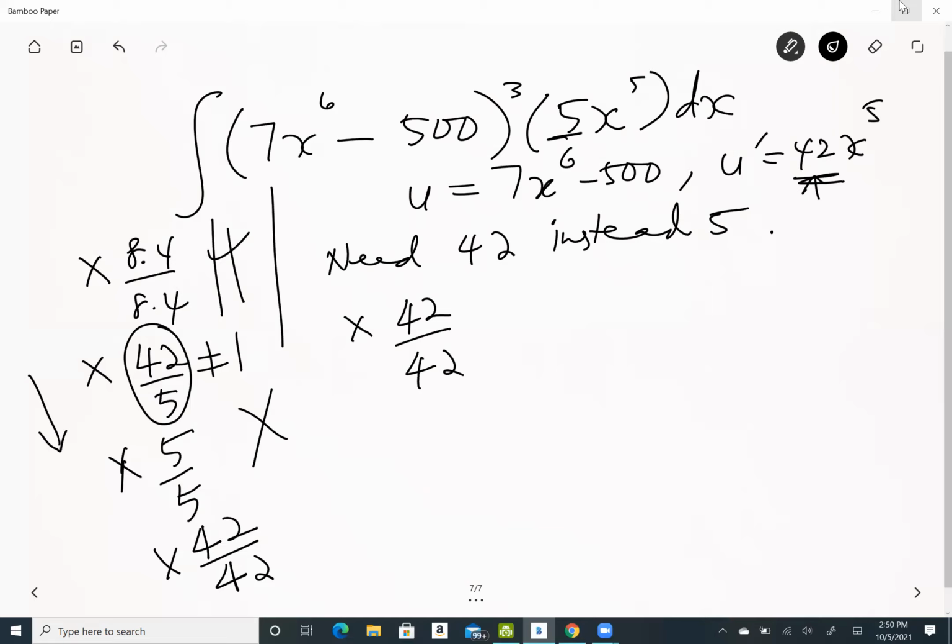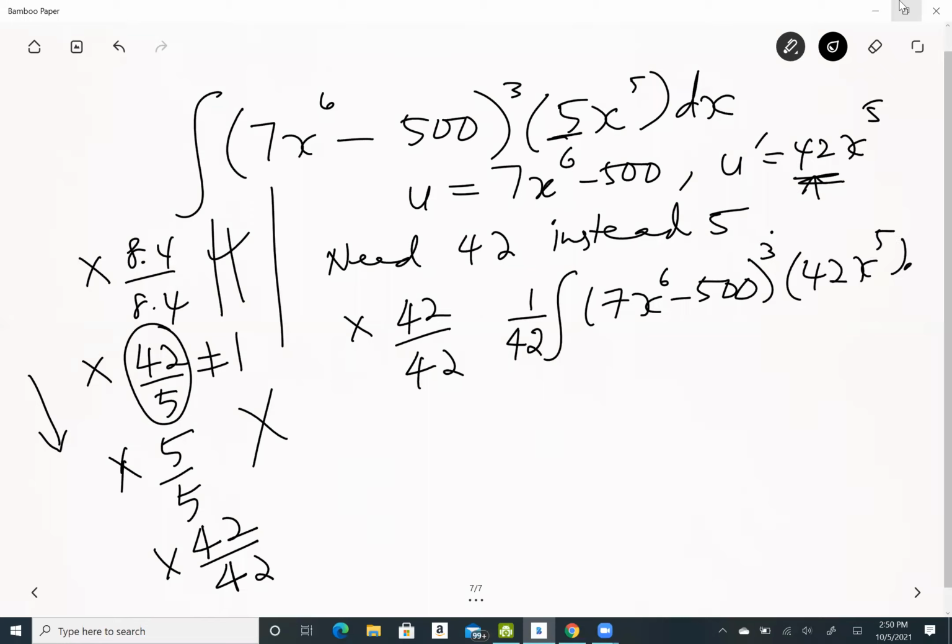then what we'll get will be, I bring out the 1 over 42, okay, and then I have what? I have 7x to the power of 6 minus 500 to the power of 3. Now the 42 on the numerator, I put at the x power 5. So now I got 42 x to the power 5, dx.